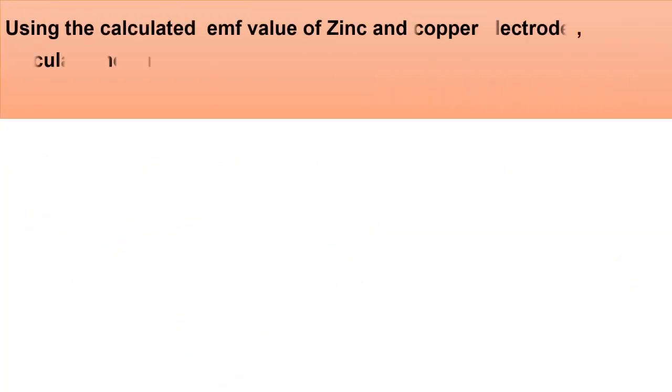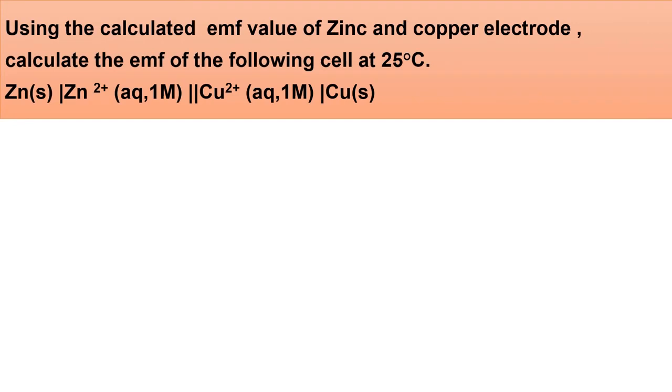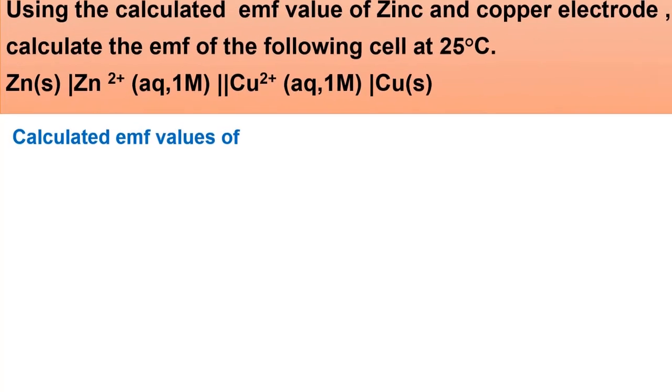Next one: using the calculated EMF values of the zinc and copper electrodes, calculate the EMF of the following cell at 25 degrees Celsius. In the previous page, the EMF values of zinc and copper were calculated. Using those values, you have to calculate the EMF of this cell. Here the cell given is zinc oxidized to zinc 2 plus ion and copper 2 plus reduced to copper. So what is the anode part here? First zinc is oxidized, so it is the anode part, and copper is reduced, so it is the cathode part.